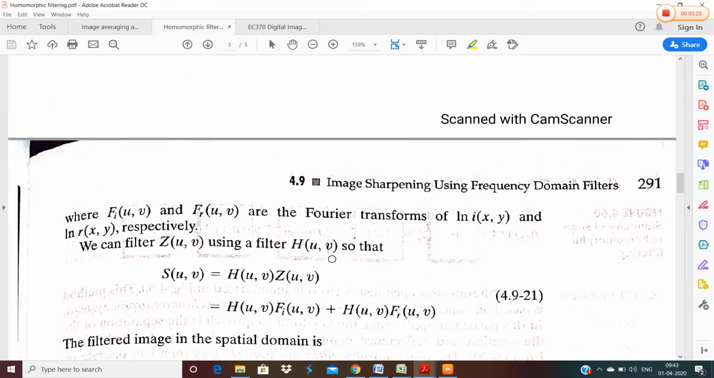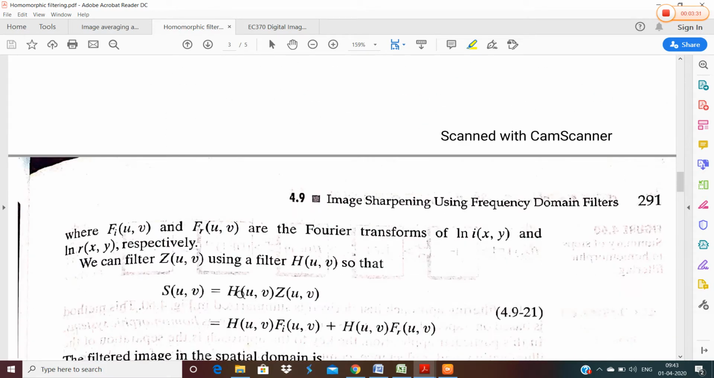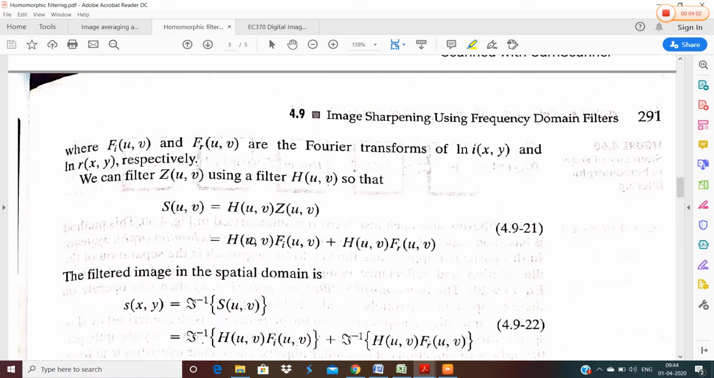Now we can apply the filter because the equation is now made linear. It's a sum of two components. Now we have the filter, which is actually small h of x,y. You have found the Fourier transform of that filter, which is capital H of u,v. The convolution operation in the spatial domain is equivalent to multiplication in the frequency domain. So capital S of u,v is equal to H of u,v into Z of u,v. Substitute for Z of u,v from here. So your equation is this one.